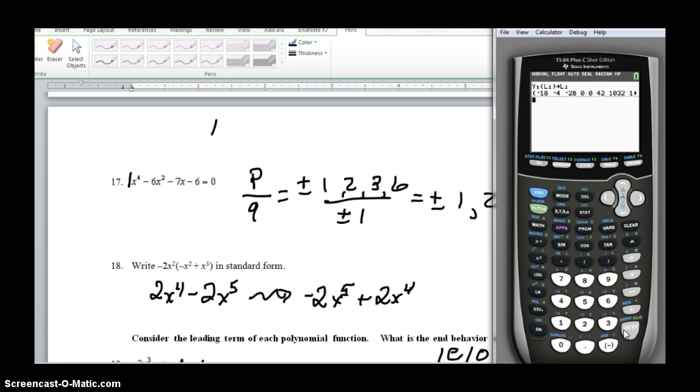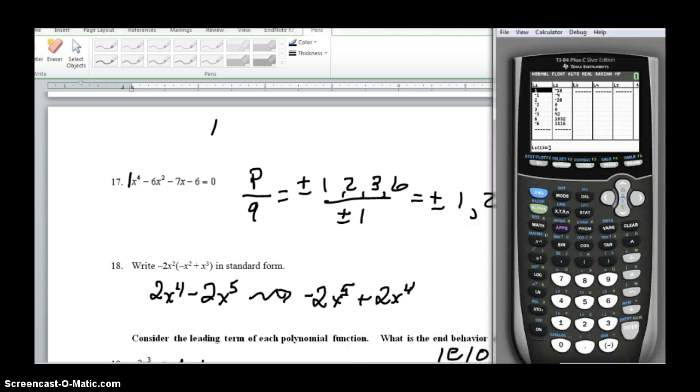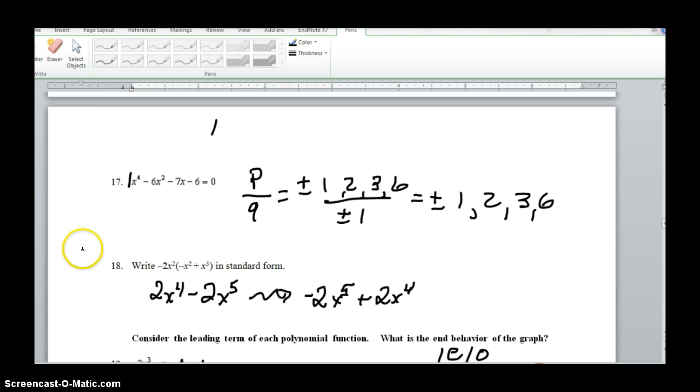So I'm going to go ahead and hit enter, and it looks like I have a couple zeros right here, so I'm going to hit stat edit to find out where the zeros are. Lo and behold, they're at -2 and 3, so now I get to use those in my reduction of this quartic into a quadratic. Wait a minute, those are -2 and 3. Let's don't forget those. So I've got -2 and 3 as my synthetic divisors.